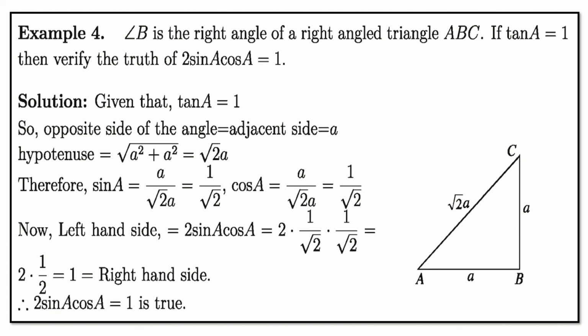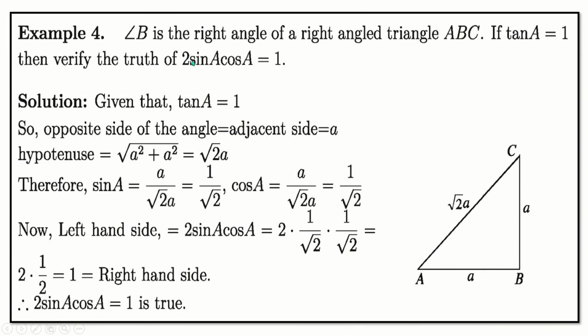Clear everyone? Now we have to find sin A. Sin A means, as here is the given angle A, the opposite side A divided by root 2A, that is equal to 1 by root 2. And cos A is equal to A divided by root 2A, that's 1 by root 2.